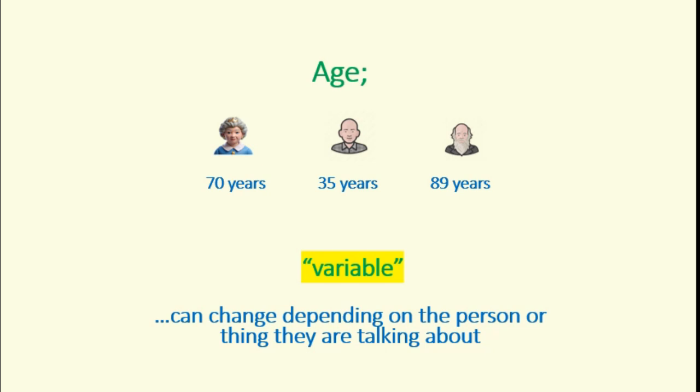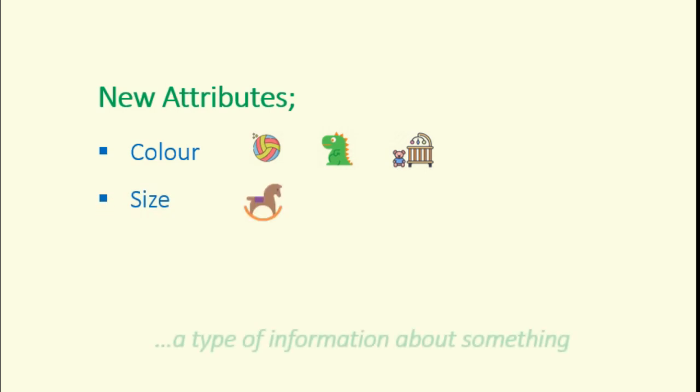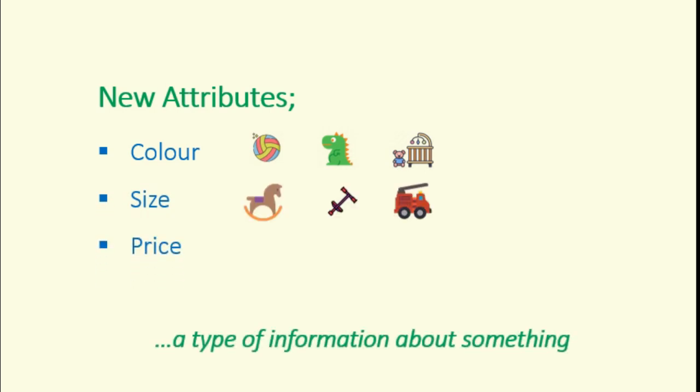Let's look at the second example. Let's look at products in a toy store. If you're looking at products in a toy store, now let's talk about an attribute in this context. Imagine a toy store that has different toys for sale. Each toy has details like color, size, and price. These details tell us more about each toy. These details are called attributes because they are types of information we know about each toy. For example, color and price are attributes for each toy. Attribute is just another way of saying type of information.